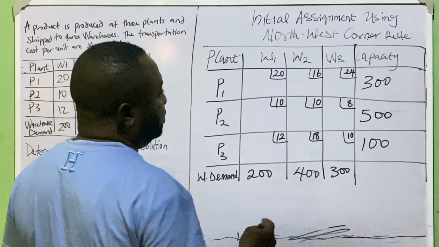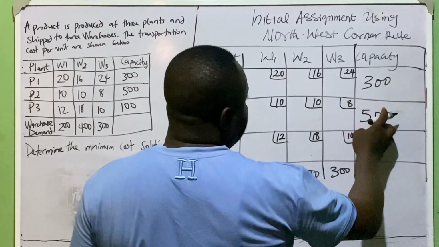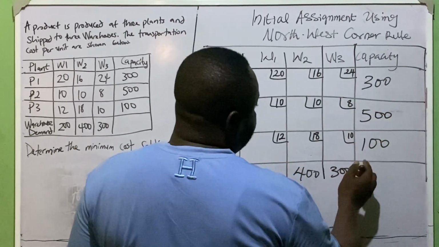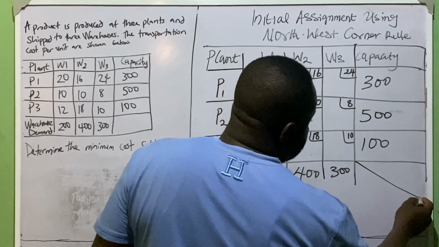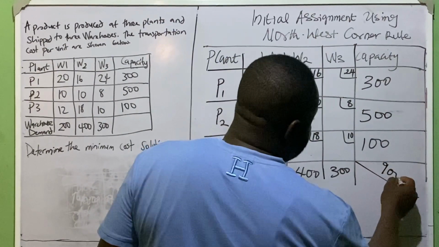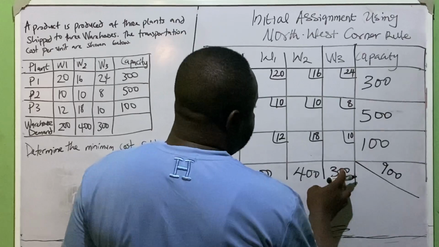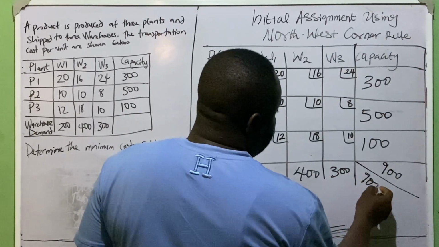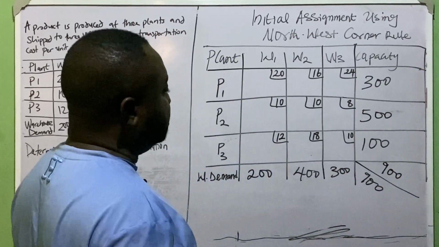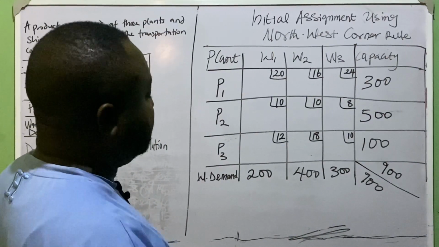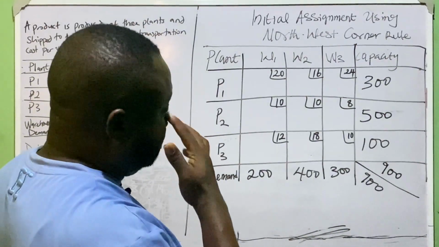So we have 300, 500, and 800, that is 900. So the capacity side is 900. We have 200 plus 400, that is 600, and this is 300, that is 900. All right, the rim condition is met. So the next step will now be to carry out our initial assignments using our northwest corner rule.